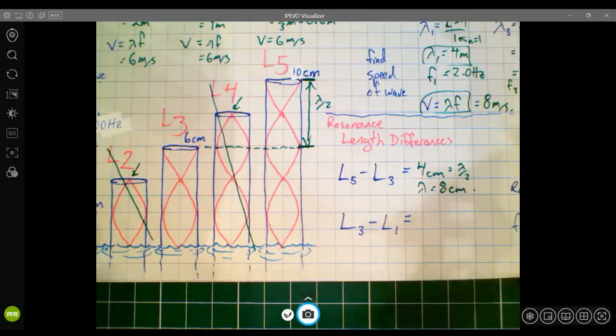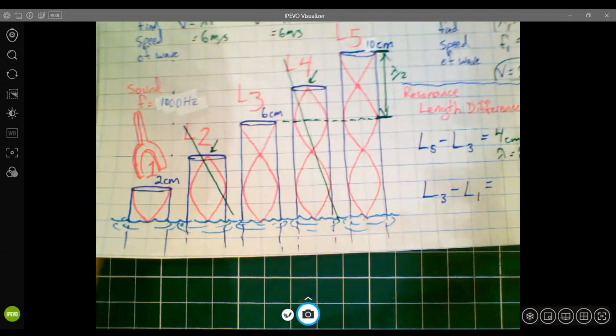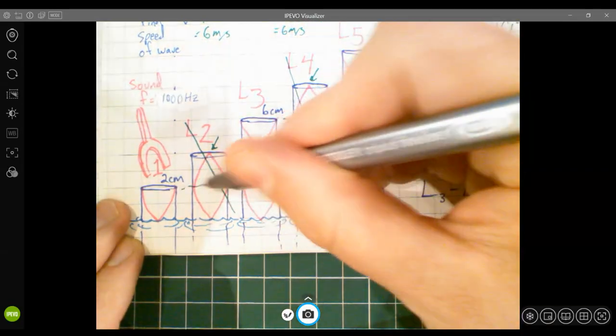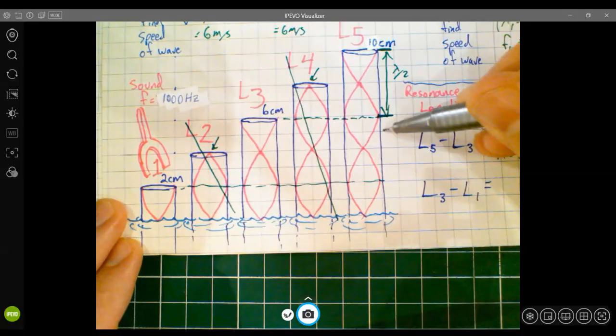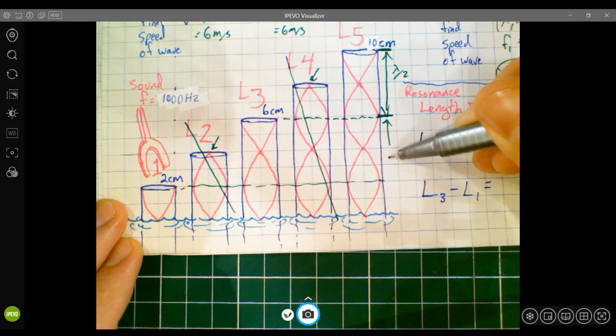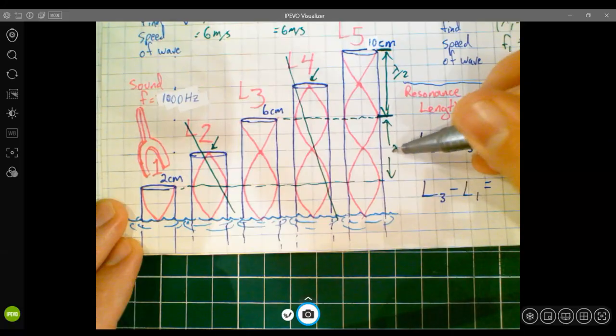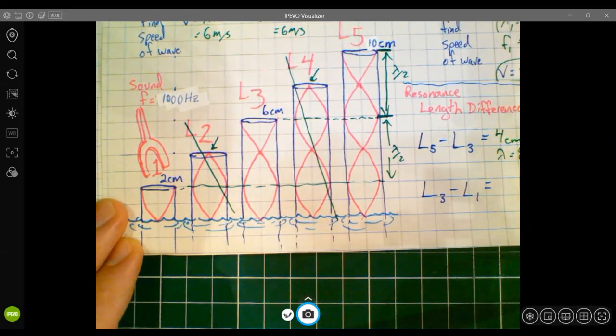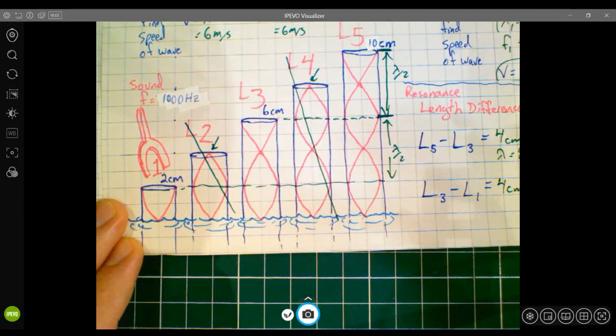Let's make sure with the L3 minus L1. Again, L3 minus L1, if I draw the dotted line across, would be lambda over 2. And 6 centimeters minus 2 centimeters, again, is 4 centimeters, equals lambda over 2. And so again, lambda ends up being equal to 8 centimeters.